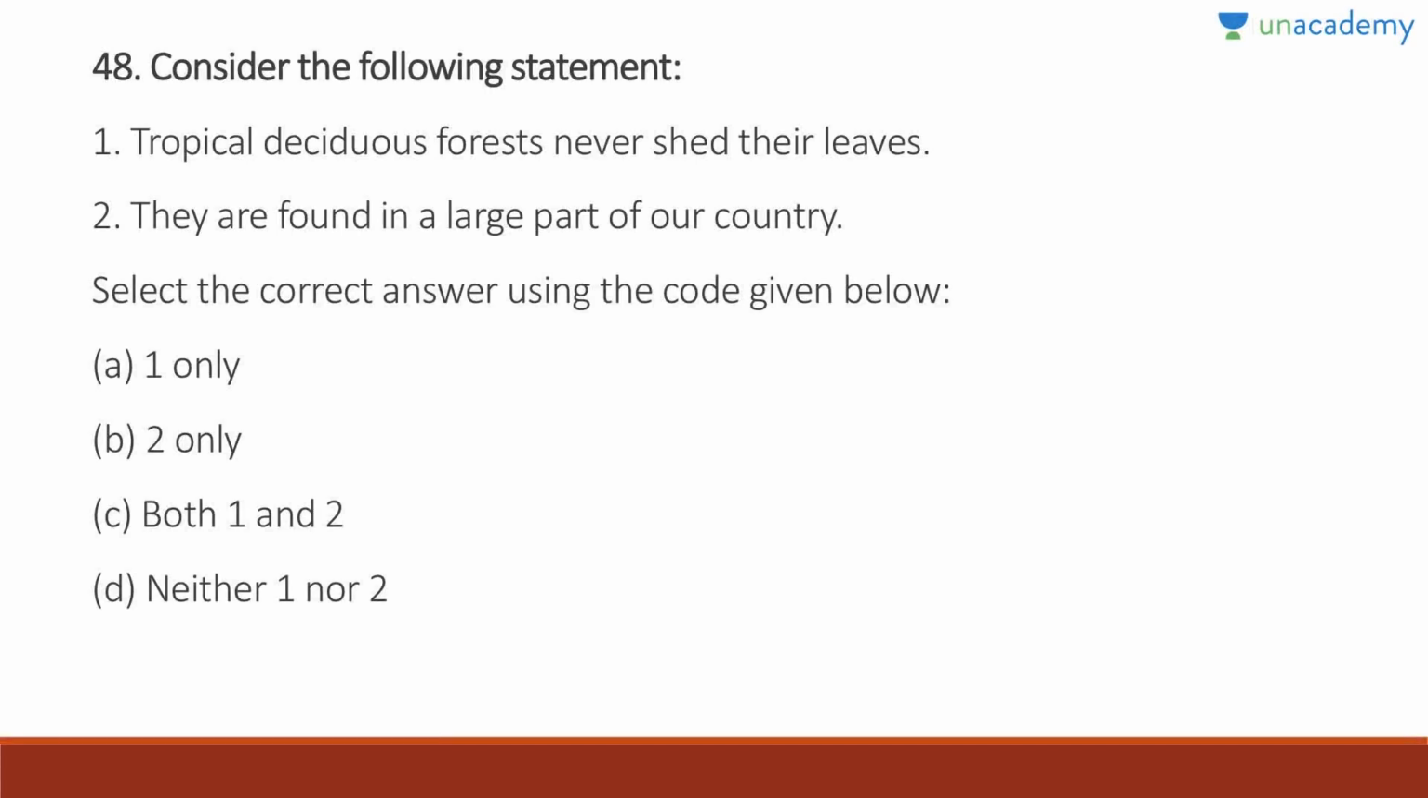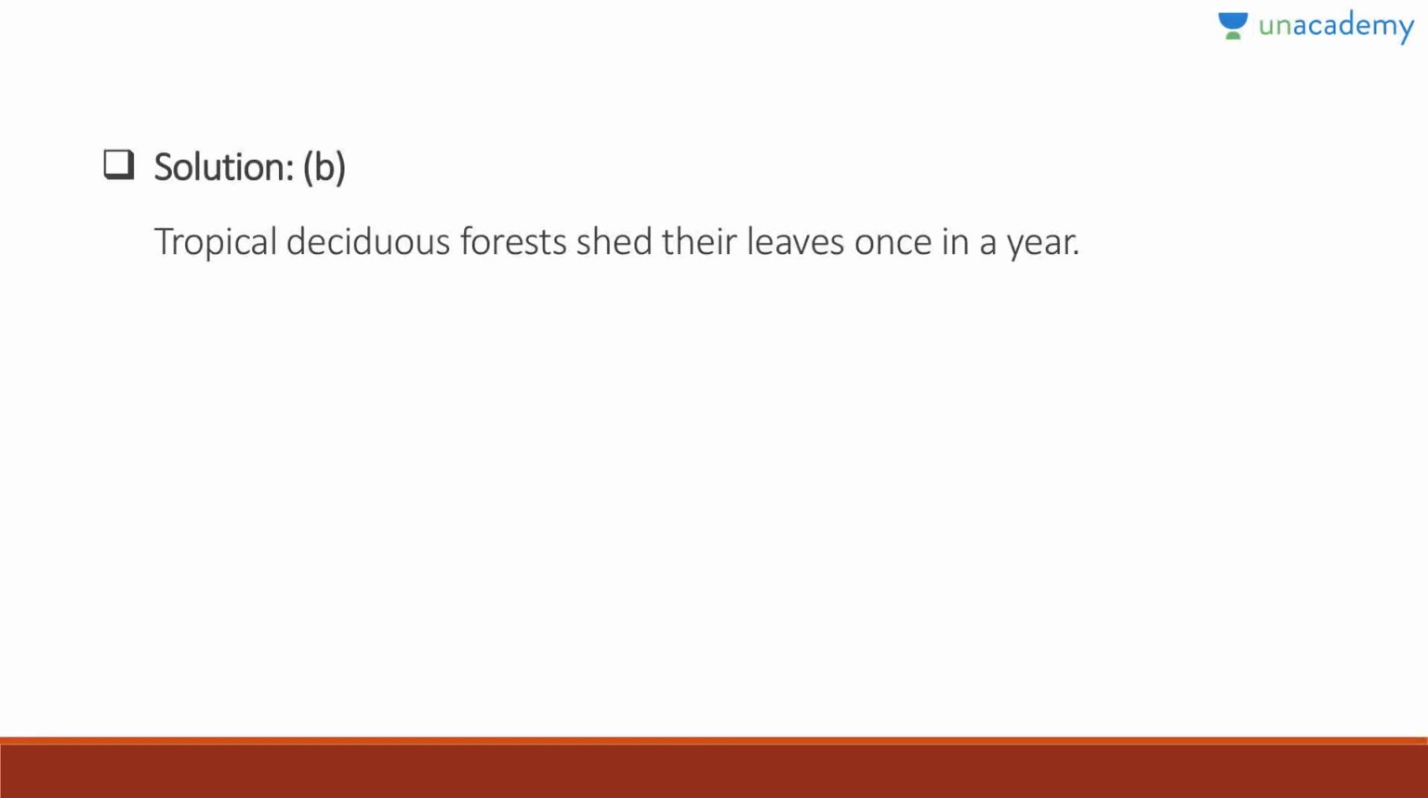Question number 48. Consider the following statements. Tropical deciduous forest never shed their leaves. This is wrong. They shed once in a year. Deciduous means separation. They are found in a large part of our country. So answer here is B, that is 2 only. So deciduous by definition means those plants who shed leaves once in year.